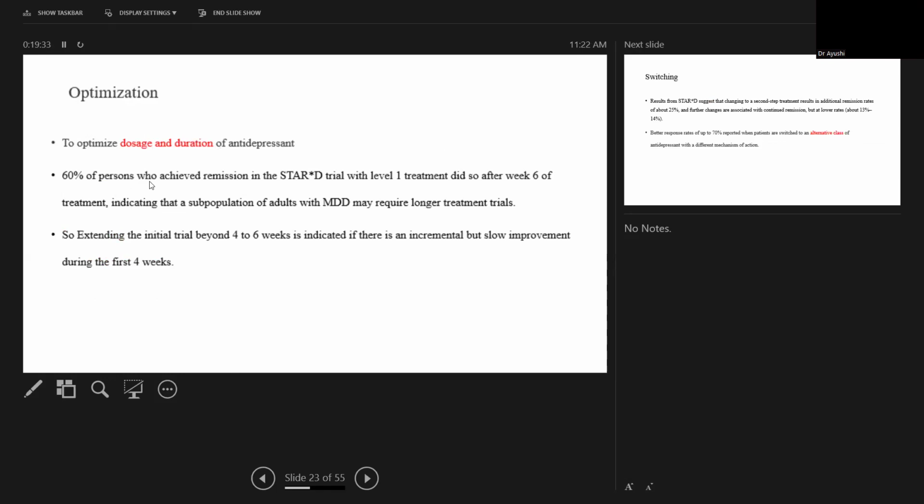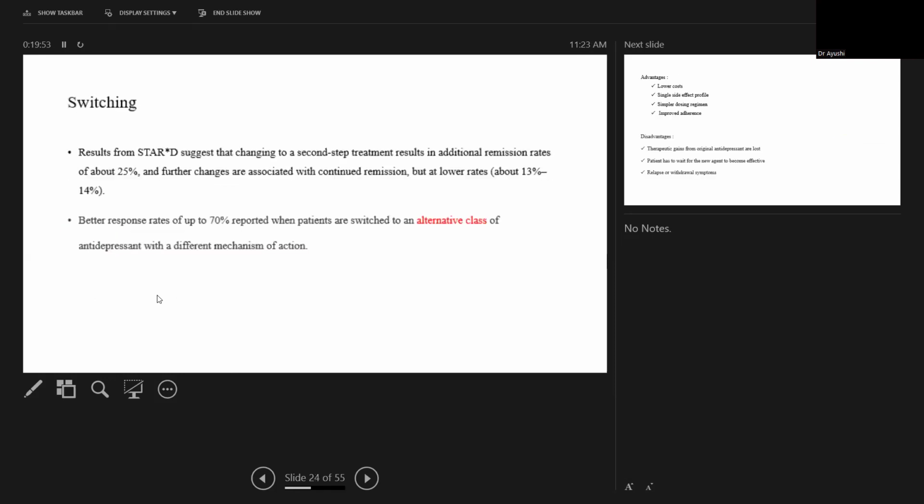So 60% of the patients who achieved remission in the study trial with level 1 treatment did so after 6 weeks of treatment, indicating that a subpopulation of adults with MDD may require a longer treatment trial. So extending the initial trial beyond 4 to 6 weeks is indicated if there is an incremental but slow improvement during the first 4 weeks of treatment.